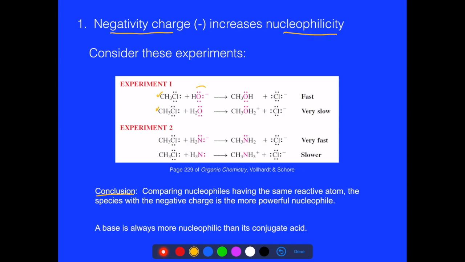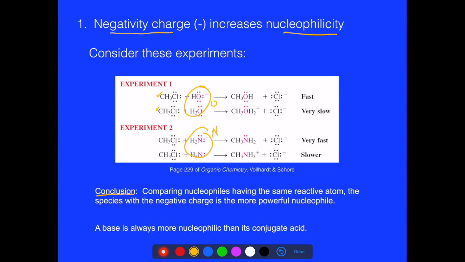Again, these are nucleophiles having the same reactive atom, oxygen here, nitrogen there. The species with the negative charge is the more powerful nucleophile. And if we actually did the reaction, you would see this in the lab.